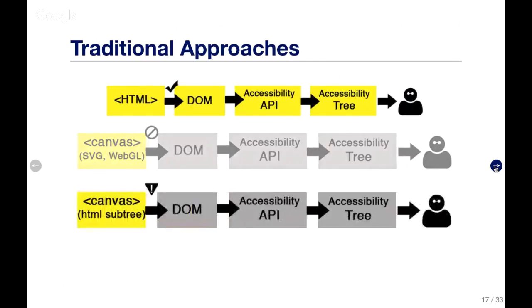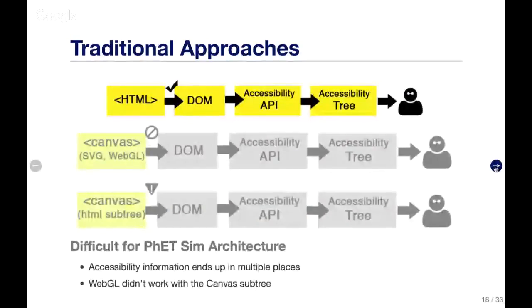Now, you could actually try to create a subtree for Canvas, but that didn't work for WebGL. And they also tried just providing accessibility information in SVG and Canvas in other ways. Both those solutions were problematic because WebGL didn't work with the Canvas subtree. And if you provide accessibility information directly into SVG and Canvas or WebGL, the information ends up in multiple places in the simulation, making it very difficult to manage and maintain.